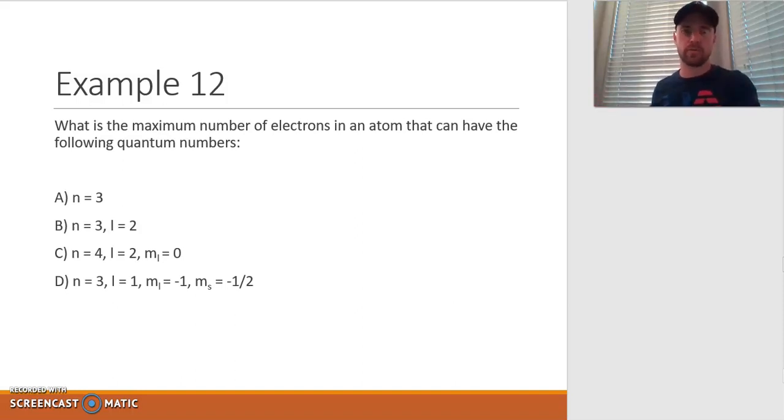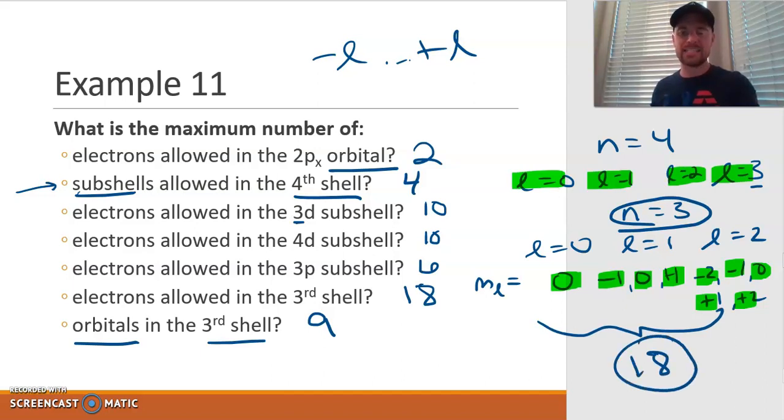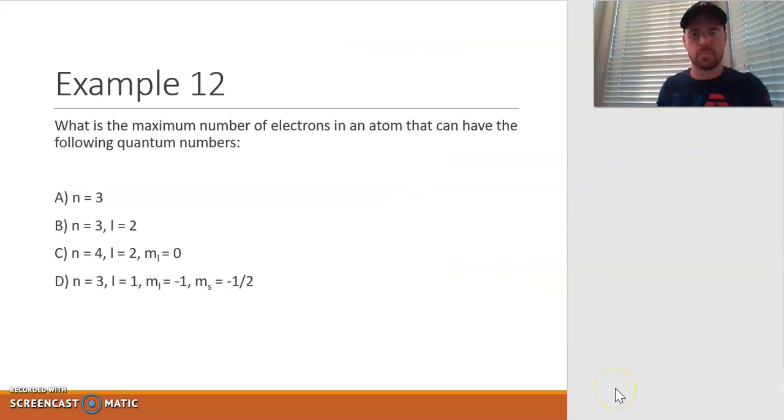Well, I'm not going to go through it again. We did it back here. Remember how we figured out that when n equals 3, how many electrons were in the third energy level? 18. All 18 of these electrons, every single one of them, will have one thing in common, and that's their n value. They'll all have an n value equal to 3. So to answer this question, what's the maximum number of electrons that can have an n value of 3 and that's it?